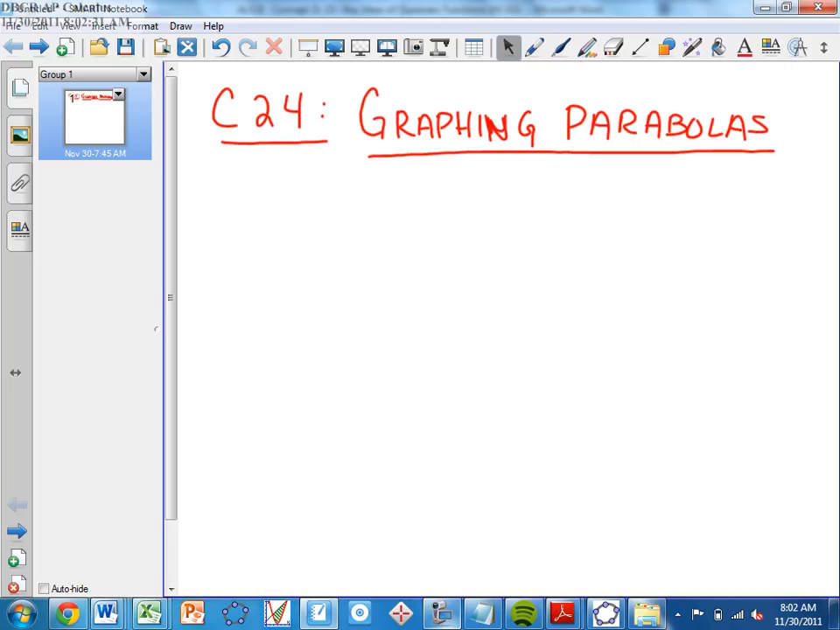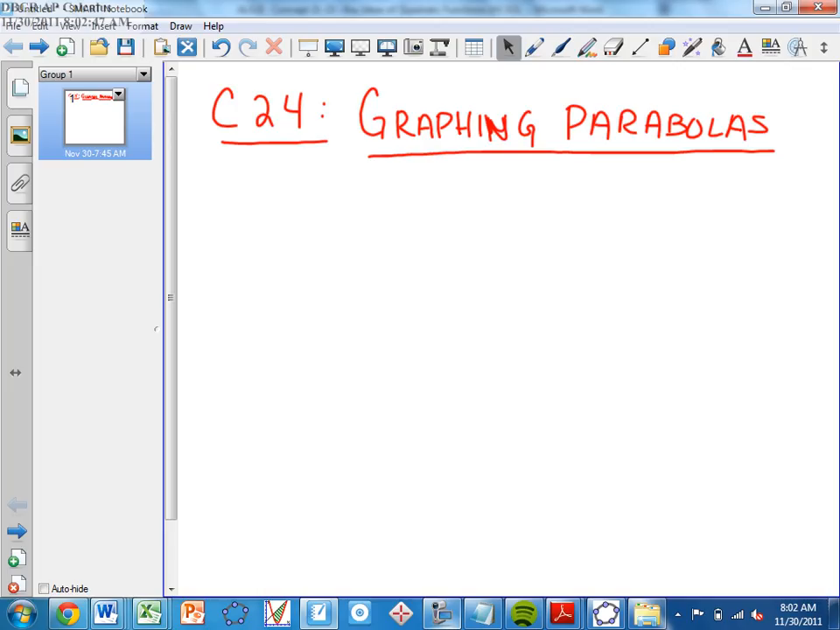Okay, there are really only three forms, and then within each form you can have different graphs. So you know you have standard form, vertex form, and intercept form, and then you can have different types of graphs within each form. The first is standard form.